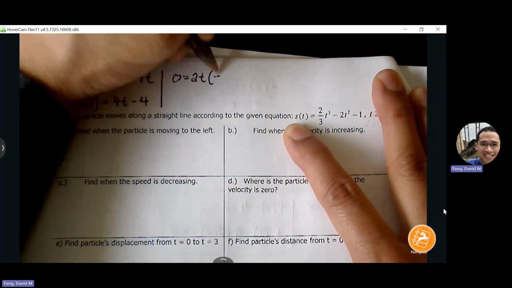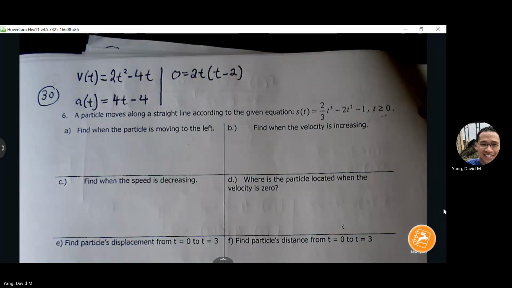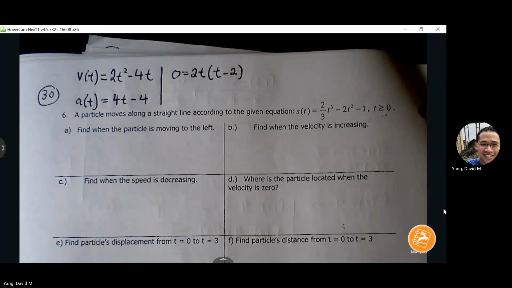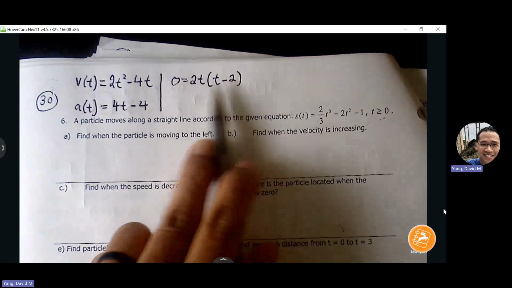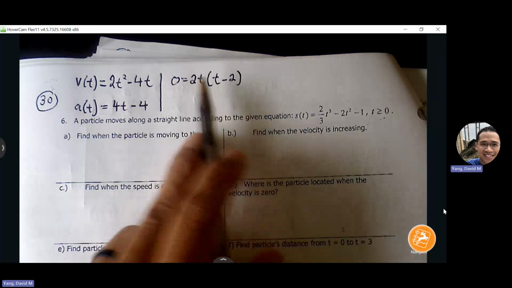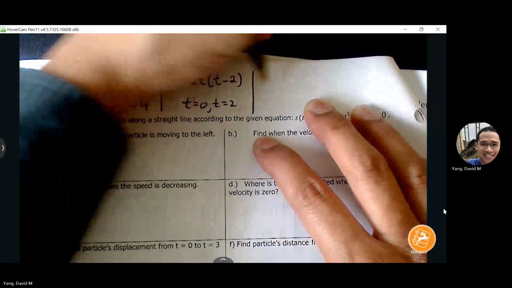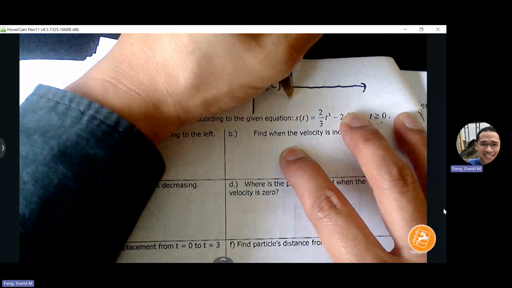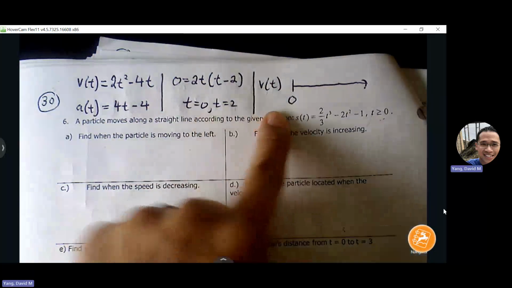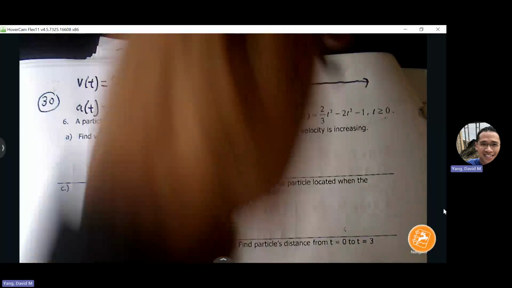Factor your GCF out. My critical points are 0 and 2. 2t will produce 0. t minus 2 will produce 2. There's 2 t variables, so I'm looking for 2 t values there. Okay, my velocity sign line. Now 0 does end up being a place where there's no movement, so we know that 0 is going to be a place where the particle is at rest.